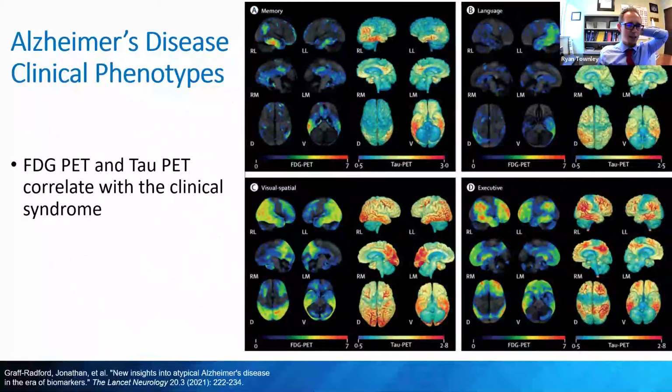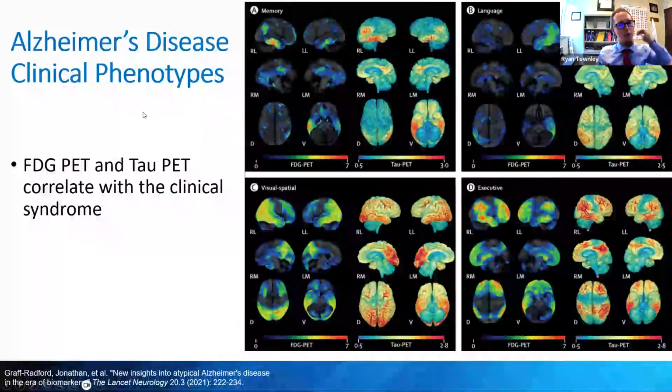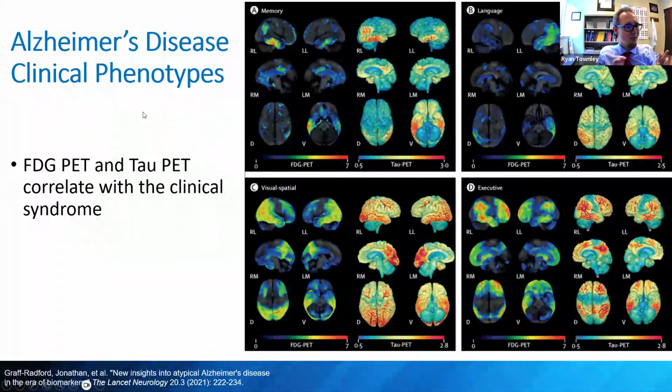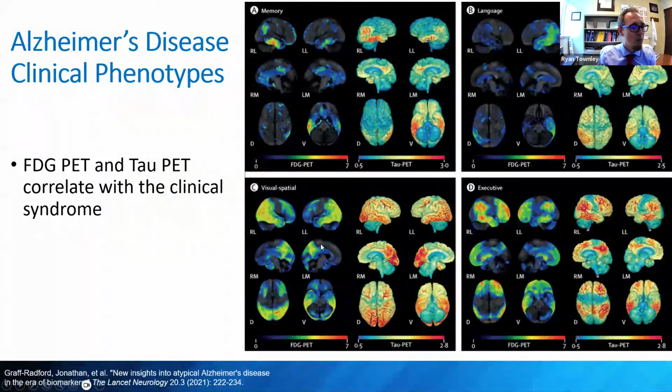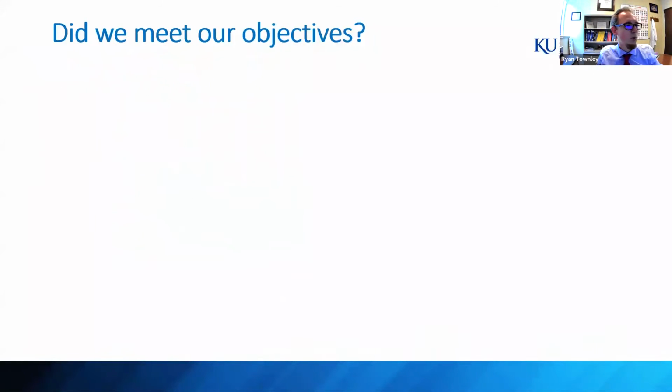And this last slide really just highlights that Alzheimer's disease can present in a lot of different ways, and the different tools that we can use. Here's a glucose PET scan versus a tau PET scan. Basically, where the tau is depositing is where the changes and the symptoms are. And so these are going to really help us understand these diseases in a lot more detail as we use them more.